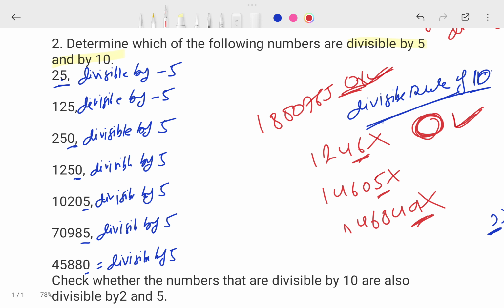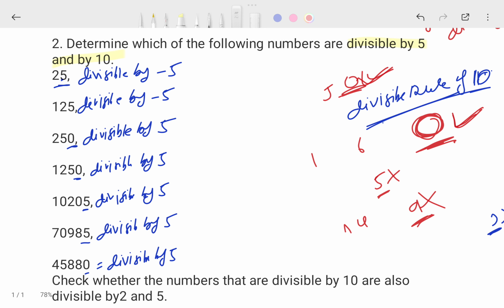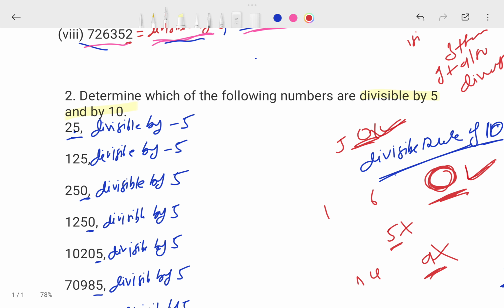If the last digit of a number is 0, that number is divisible by 10. In this one you will understand. If you see in this one, the last digit is what? The last digit is 5, so it is not divisible by 10. Why? Because the last digit is 5.